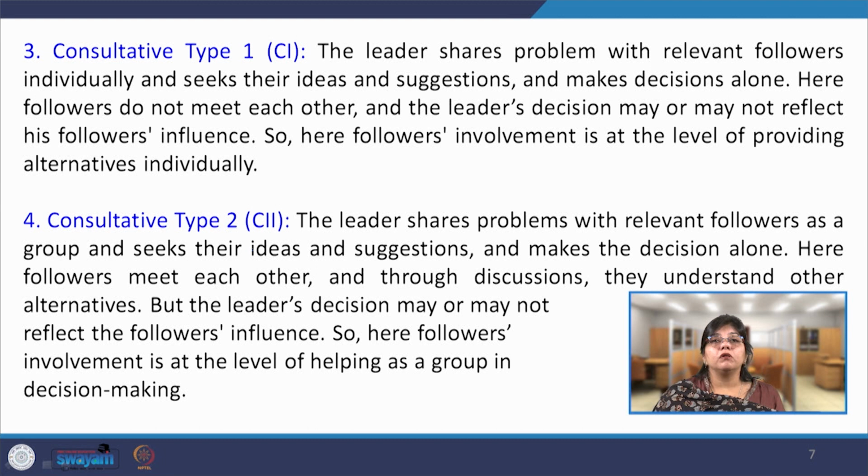So, if we talk about consultative type 1, ideas and alternatives are being discussed with the followers, but the leader does not meet with the followers, only specific people are being consulted. Whereas in consultative type 2, members meet directly and have face to face interaction with the leader, but again the leader is least influenced by the alternatives and suggestions given by the followers, and the leader takes his own decision.